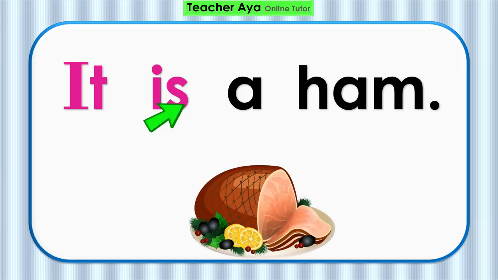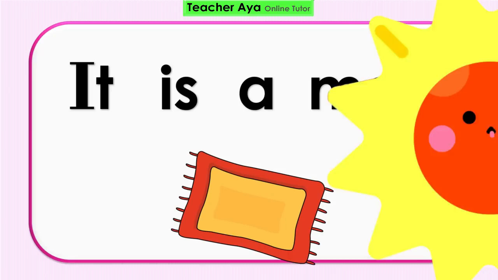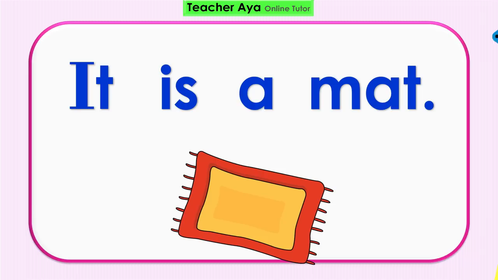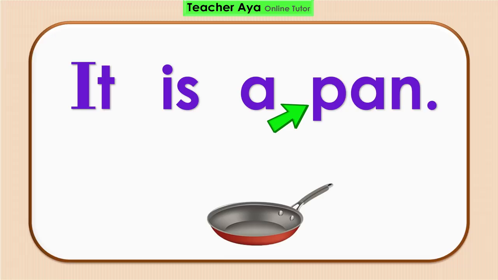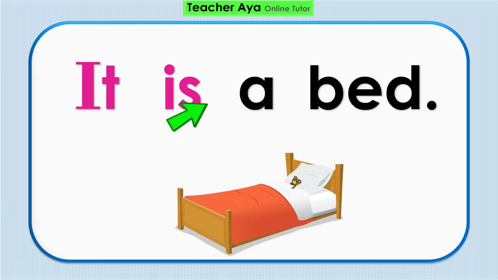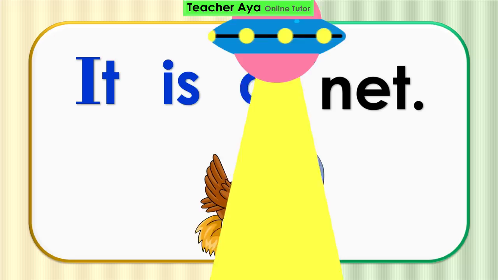It is a ham. It is a map. It is a mat. It is a jam. It is a pan. It is a bed. It is a hen. It is a net.